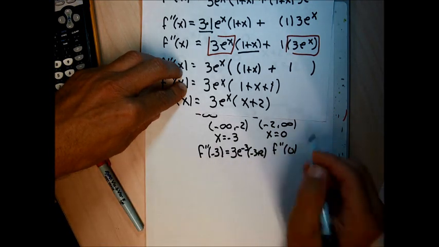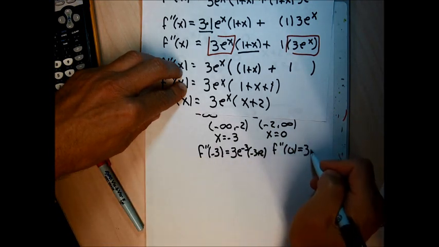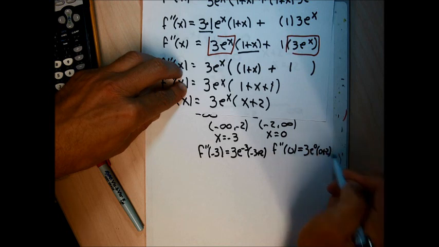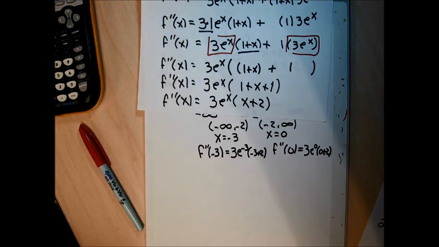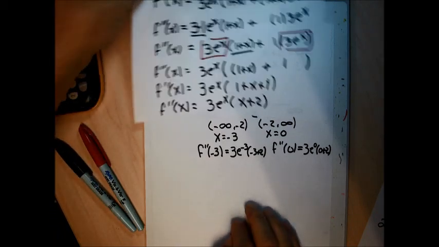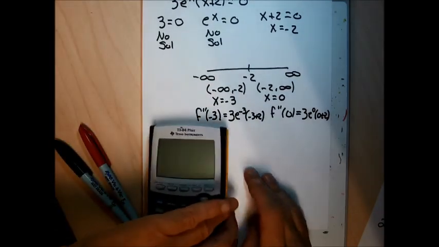For 0, I'm going to go 3e to the 0 times 0 plus 2. Both of those I can't do from the dy dx screen or the graph screen because it doesn't do second derivatives, it does first derivatives. Let me just do these real quickly on my calculator.